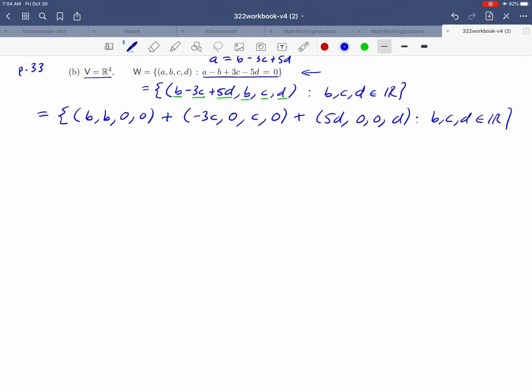You could take a minute just to convince yourself that if you took these three vectors that we wrote down and added them up, they would give you this. So this set is really the same. We haven't changed it. All we've done is pulled that four tuple apart. Now here's the critical step, noticing we can do one more algebra step here and factor these variables out. So b, b, 0, 0 we can rewrite as B times 1, 1, 0, 0. Pull a C out of the second one, we get negative 3, 0, 1, 0. And then pull a D out of the third one, and we get 5, 0, 0, 1.